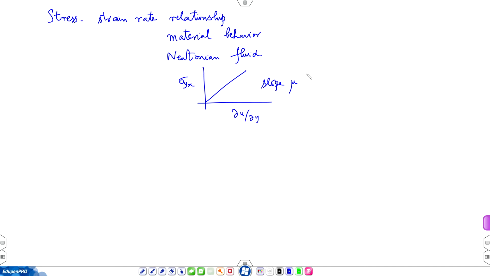So, a Newtonian fluid is one for which there is a well defined viscosity independent of the strain rate. Del u del y is the strain rate. We just saw that in the previous slide. So, that expression was for a parallel plate experiment, but we would like to generalize.